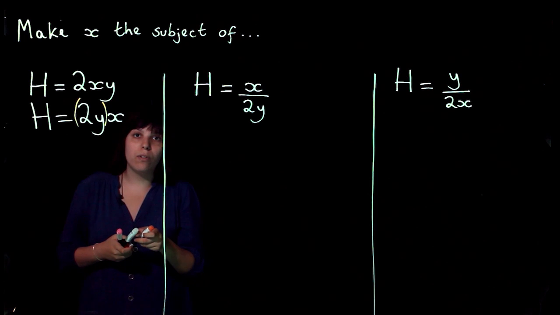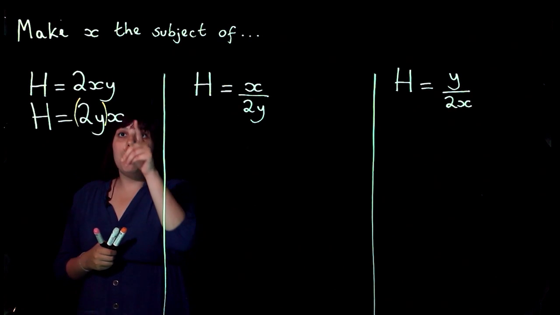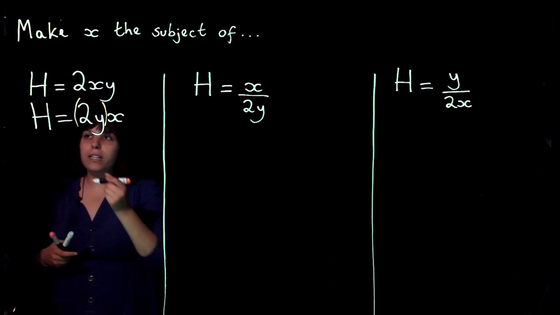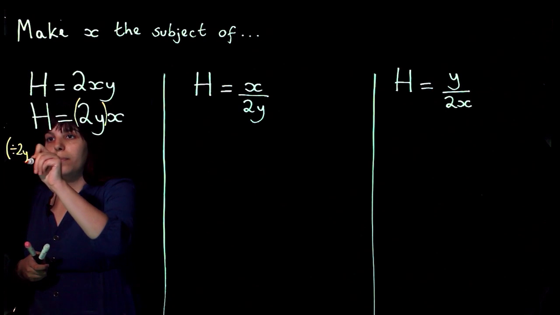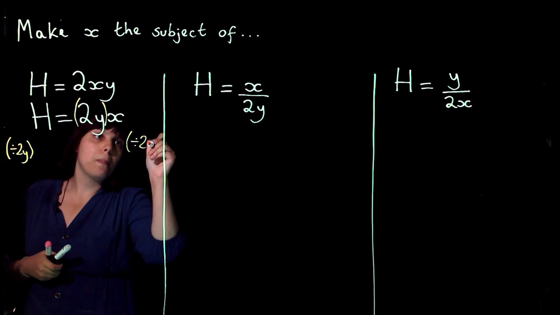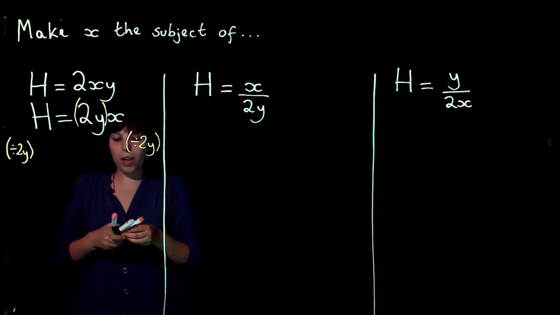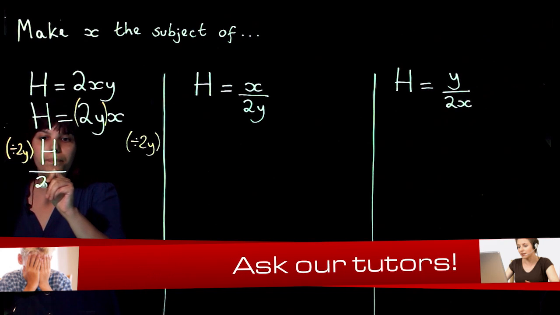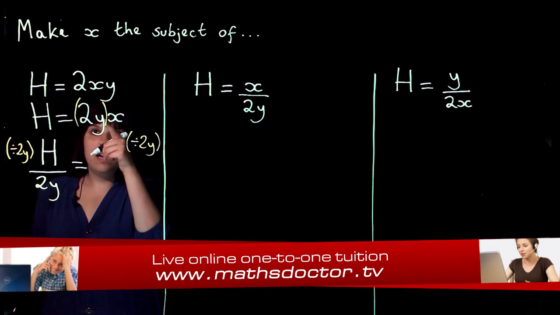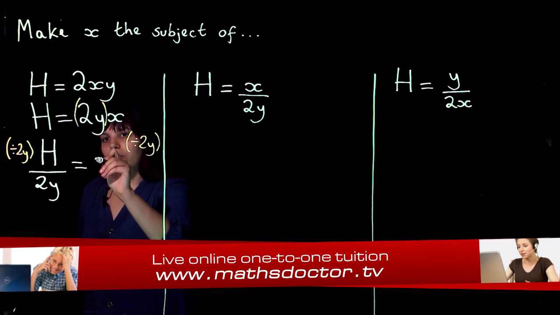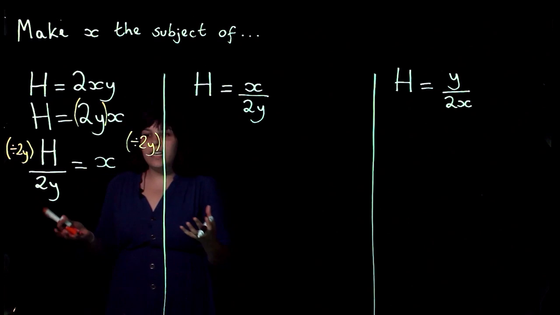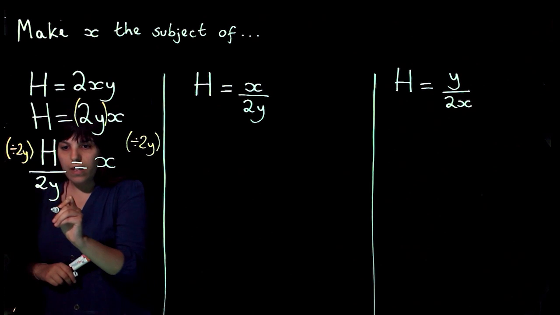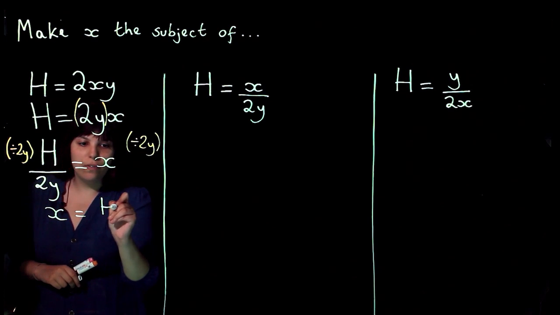Of course these two are multiplied together at the moment. If I want to get my x on its own, then I'm currently multiplying it by 2y. So all I need to do is divide it by 2y. So I'm going to divide both sides by 2y. So I've got h divided by 2y equals, and then 2yx divided by 2y is just going to be x. And there is my rearranged equation. So I'm going to rewrite that as x equals h over 2y.